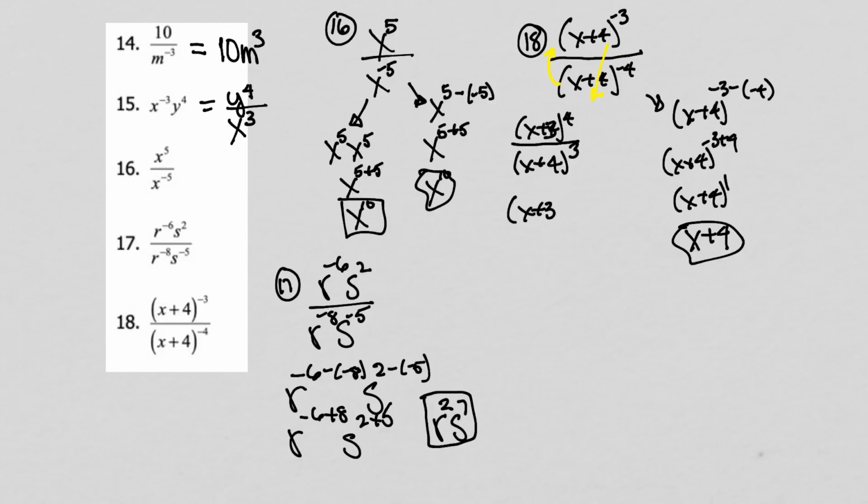Why do I keep saying 3? What's in there? That's not a 3, it's a 4, right? Got too many 3's and 4's here. So it's going to be x plus 4 now to the 4 minus 3, or just x plus 4. Either way I do it, I get the same result.